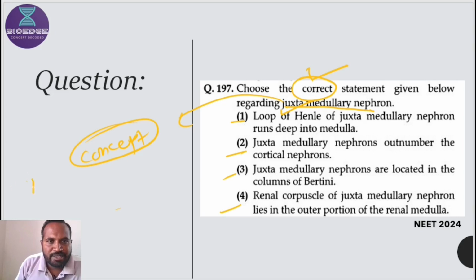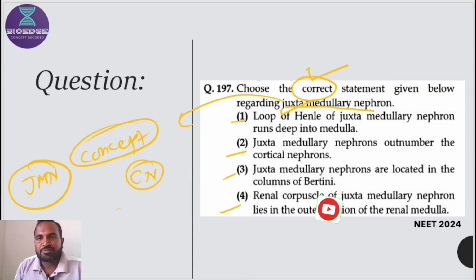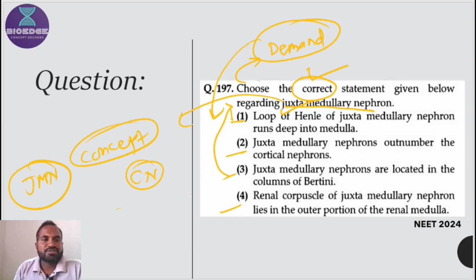If you know the difference between the juxtamedullary nephron and the cortical nephron, this concept is very important to solve this question, and then these 4 options can be linked with the demand of the question. Understanding the question makes clear what the demand of the question is, and if you know the demand, then you can choose the correct option. So let's discuss here. What is the demand of the question? The demand of the question is that you should tick the correct statement regarding the juxtamedullary nephron.